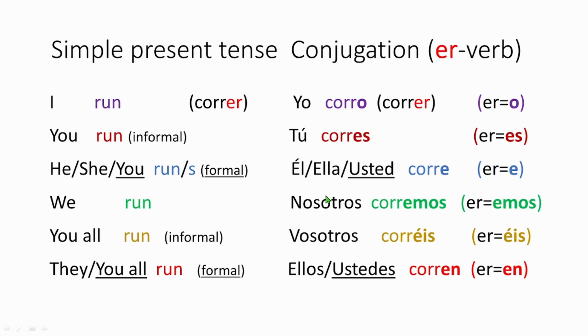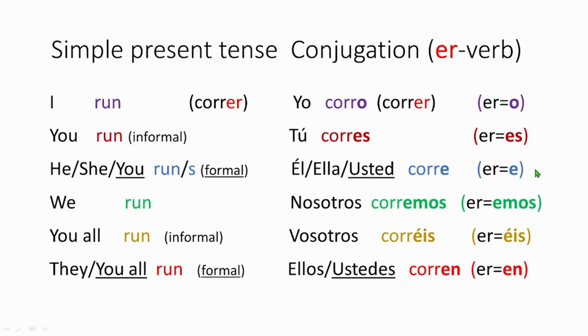Okay, and we run, nosotros corremos. Again, ER is replaced with EMOS. We have that rule. You all run, vosotros corréis. ER is replaced with EIS for you all. They run or you all run, ellos, ustedes corren. Okay, ER is replaced with EN. Now I'm going a little fast in this because we know the concept.